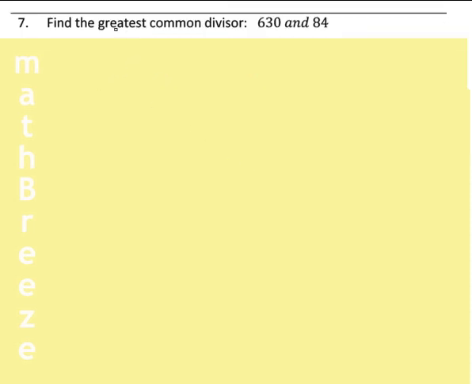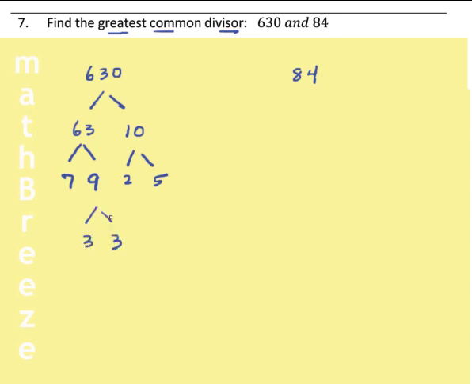In number 7, we want the greatest common divisor of 630 and 84. So same technique we used before. Let's get prime factorizations. So here we have 63 times 10. This is 2 times 5. This is 7 times 9. And here we have 3 times 3. All right, so now we have all primes at the bottom of these branches. Let's list them in order. We have a 2, two 3s, a 5, and a 7.